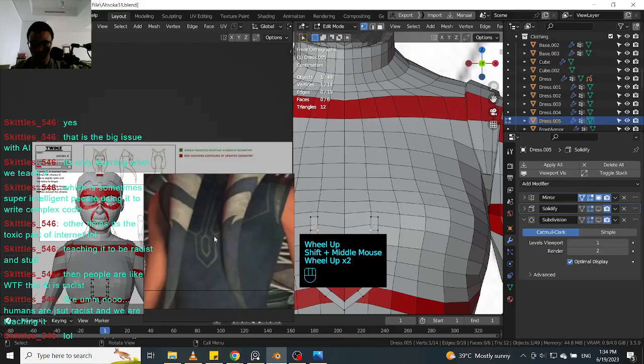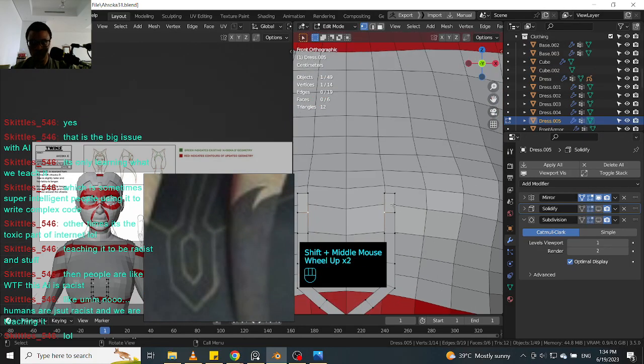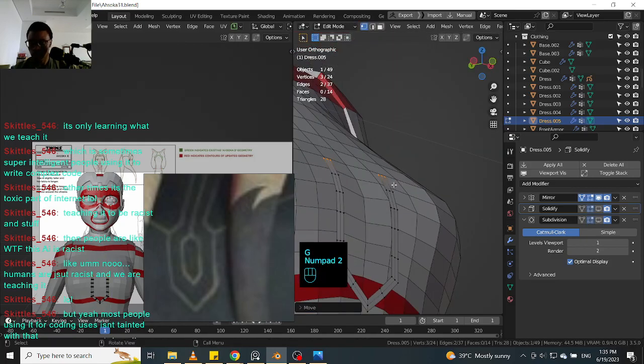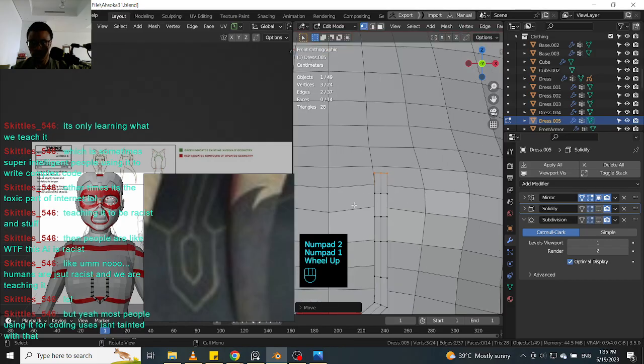Okay, this part I don't know how I'm going to do that. Actually, what I can do is make these. Maybe like this. And then have this go in this direction.